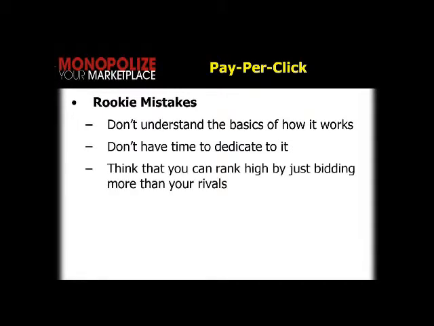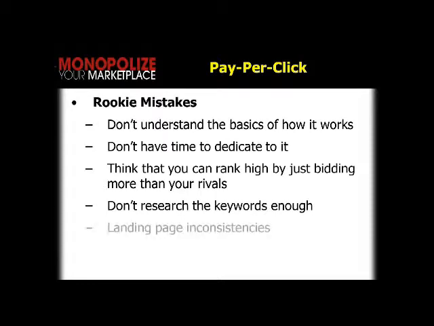They think that they can rank high just by bidding more than their rivals. So if the average keyword for pay-per-click is being bid at $5, you say, well, we'll just bid $6 or $8 and Google will pick us. But Google's going to look at a lot of different factors. I'll show you them in just a second. Google wants to make sure that people are going to find what they're searching for. People also don't research the keywords enough.